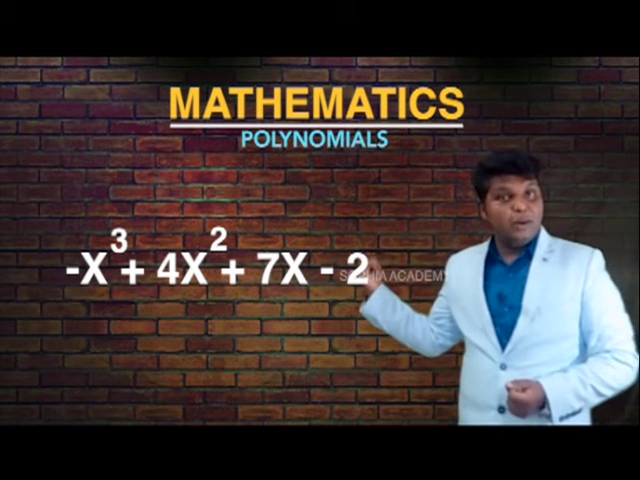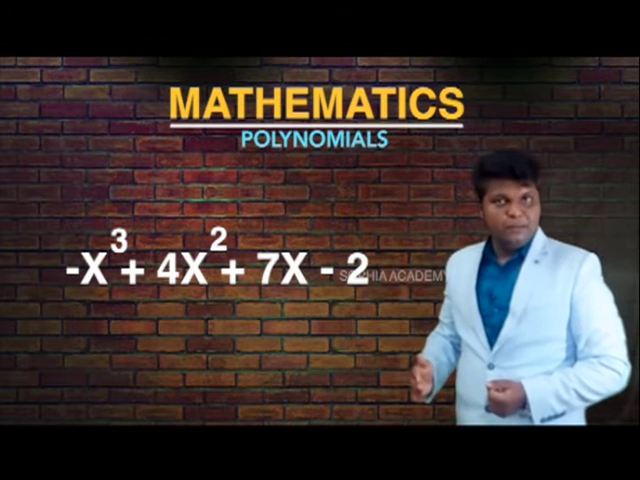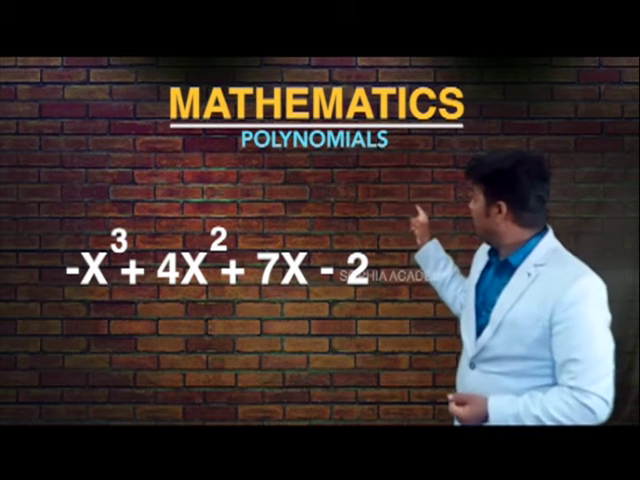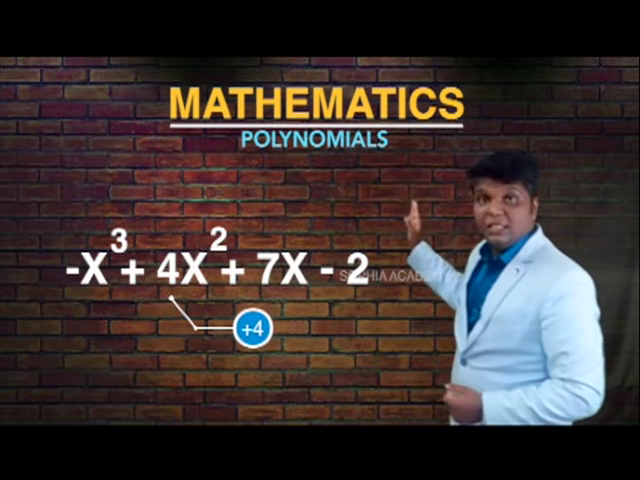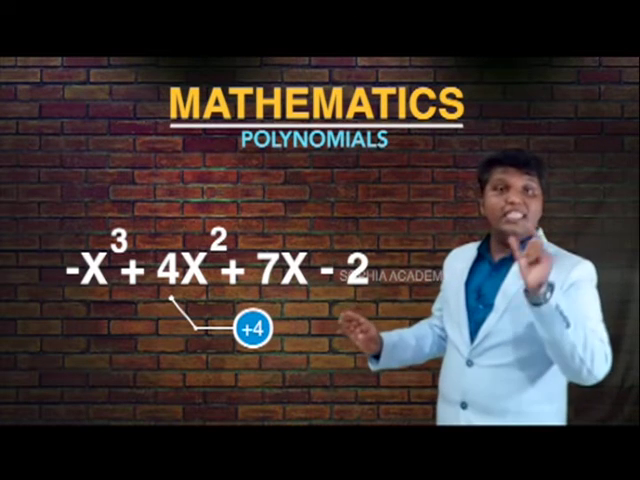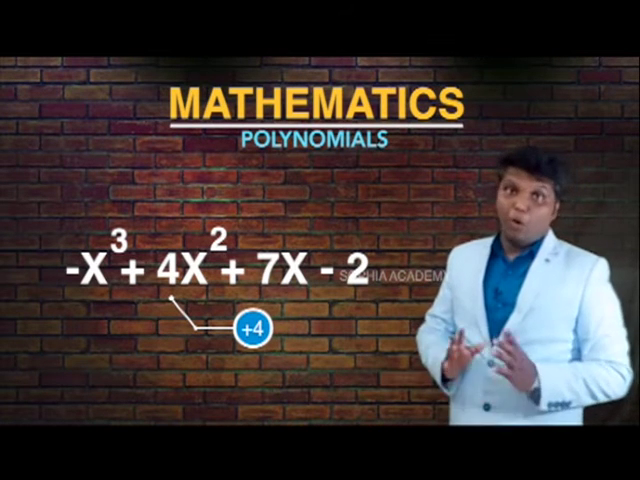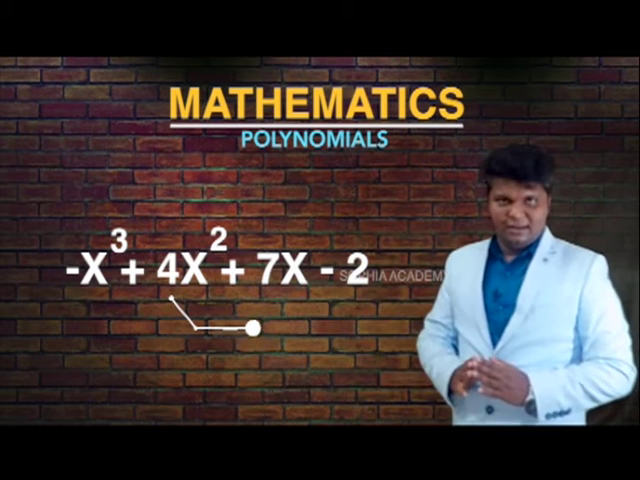Then what about x square here? What is the coefficient of x square? Just fix your eyes on x square, the term x square. So in front of x square you can see there is plus 4. So we can say this 4 is the coefficient of x square. Is that clear?